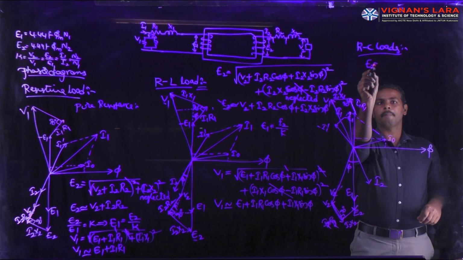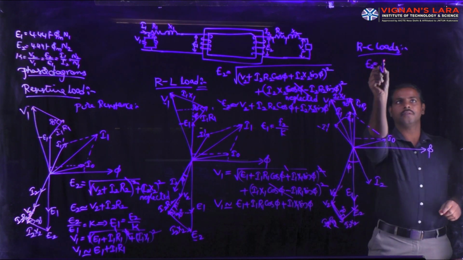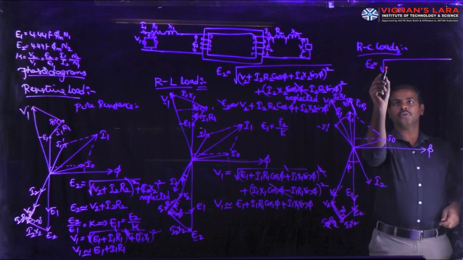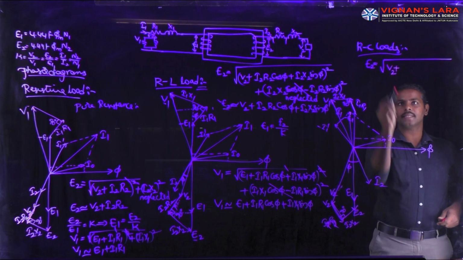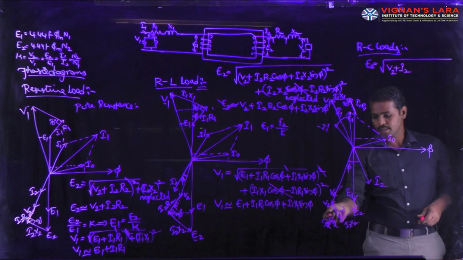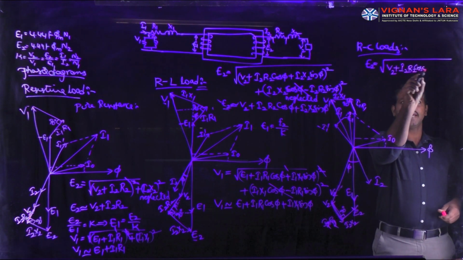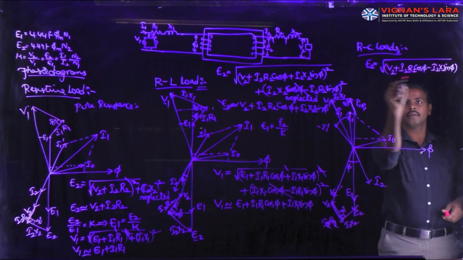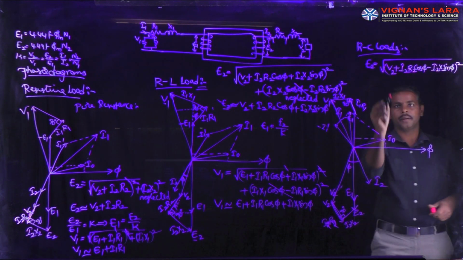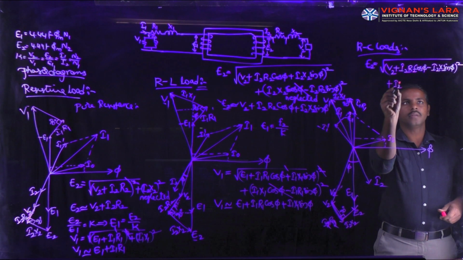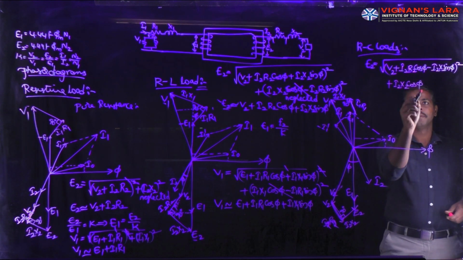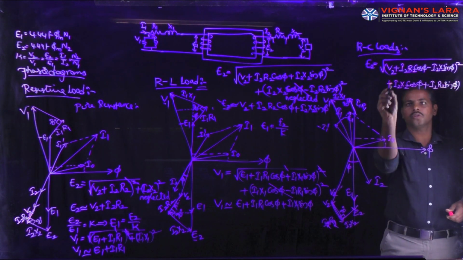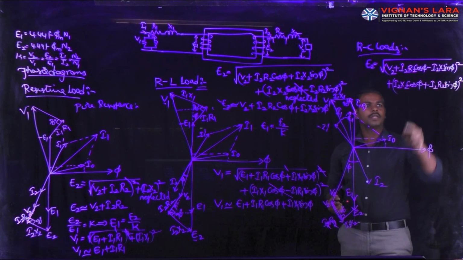E2 is equal to the square root of, by simplifying this, E2 is equal to V2 plus I2 R2 cos phi minus I2 X2 sin phi, whole square, plus I2 X2 cos phi plus I2 R2 sin phi, whole square. So these are the two equations.